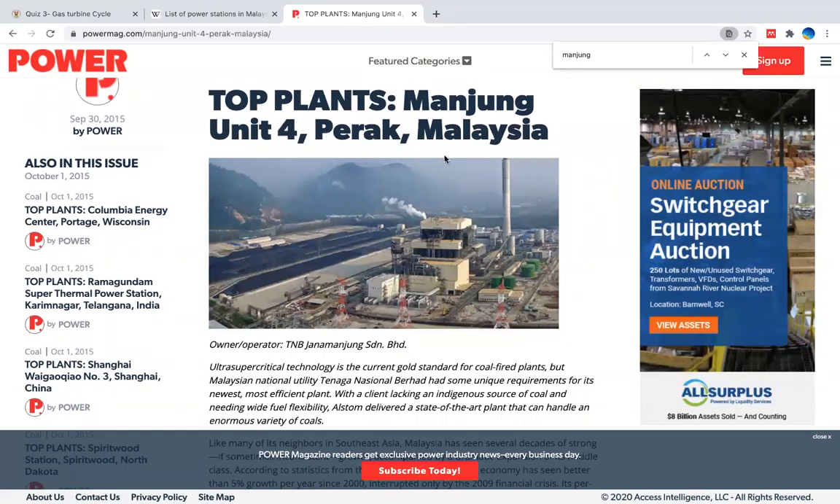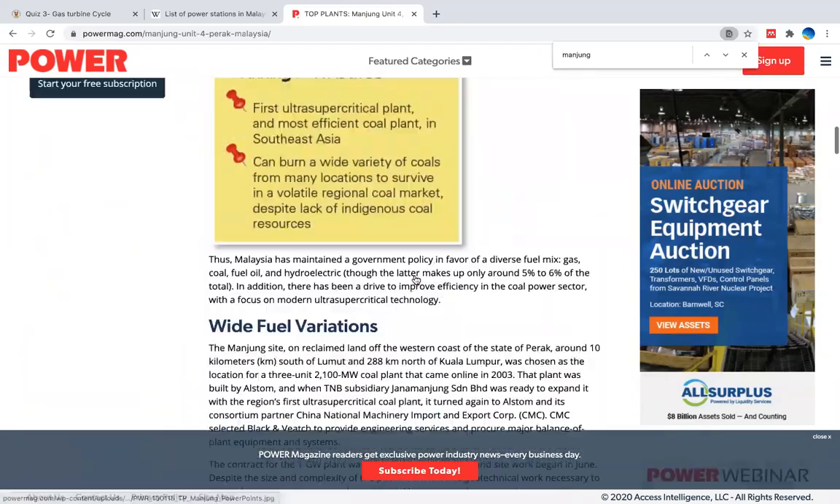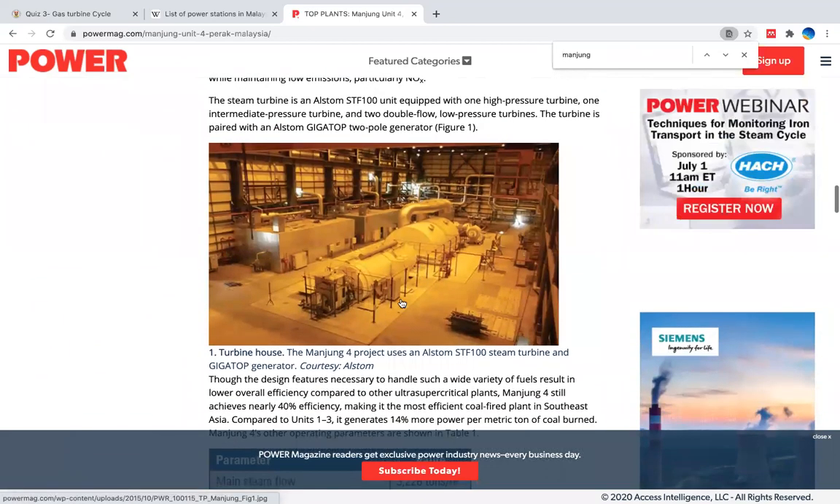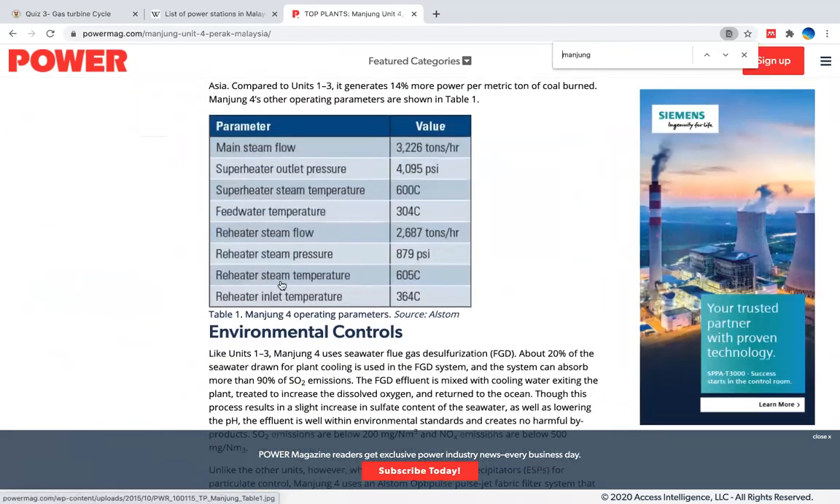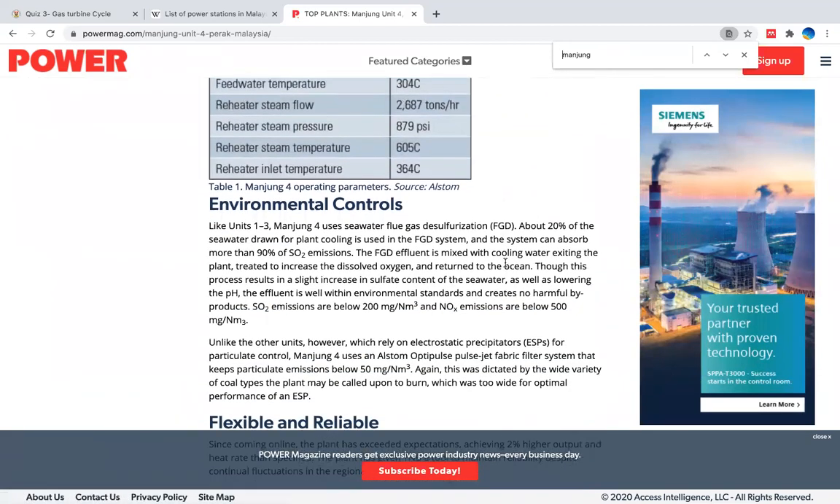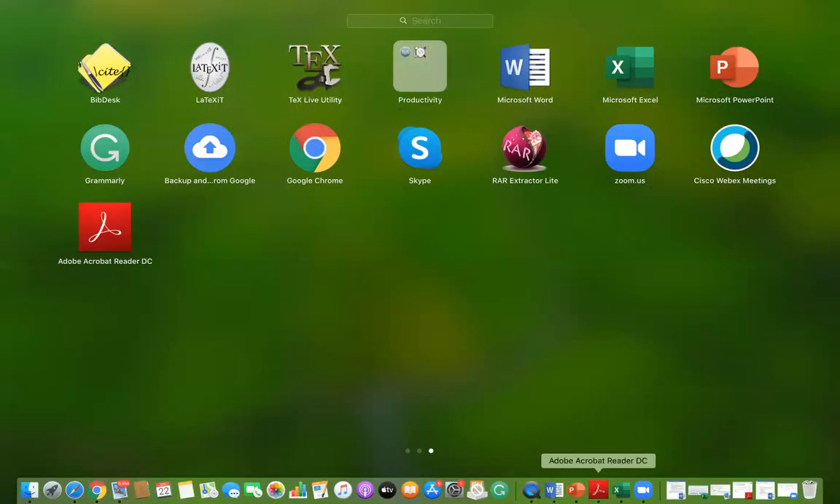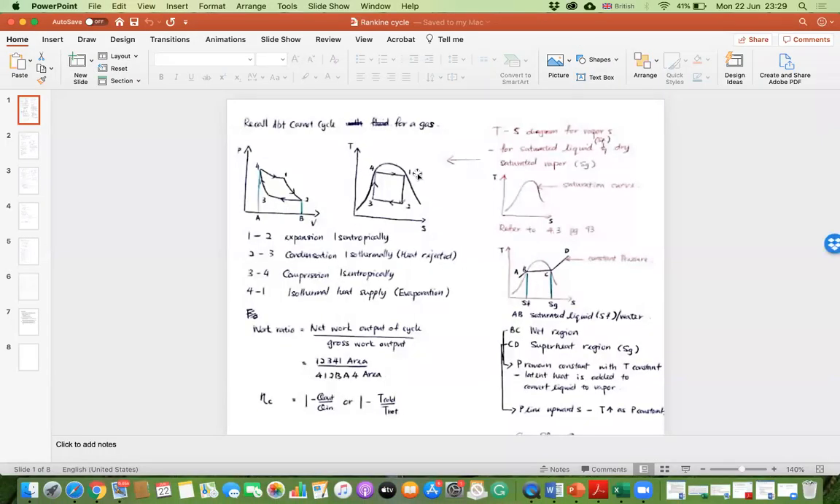Manjung Unit 4, Perak, Malaysia. This is the power plant. This is the turbine house. This is the steam turbine. And this is the operating parameter of this steam plant. All right, so let's go back to this.